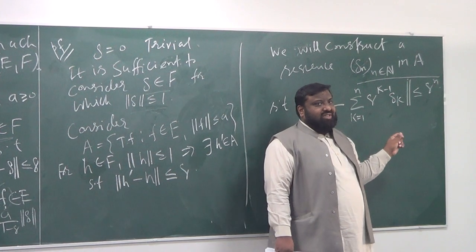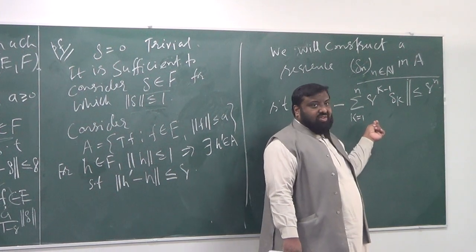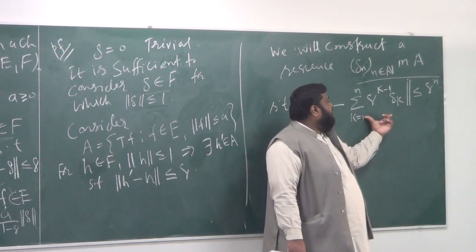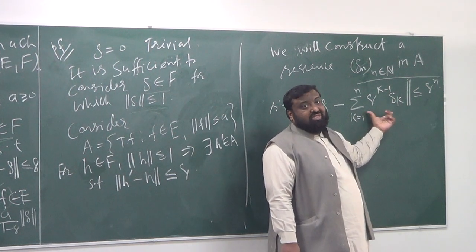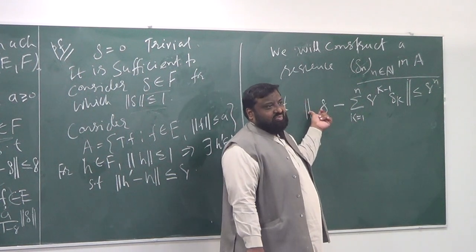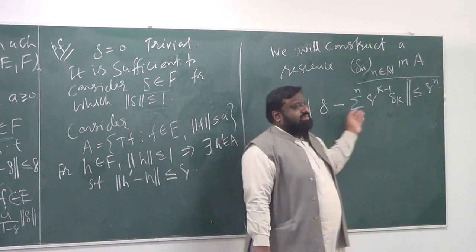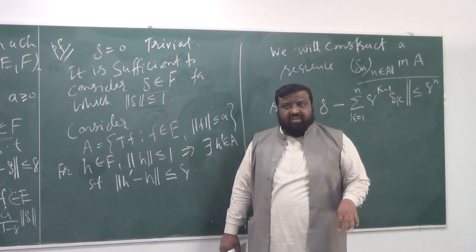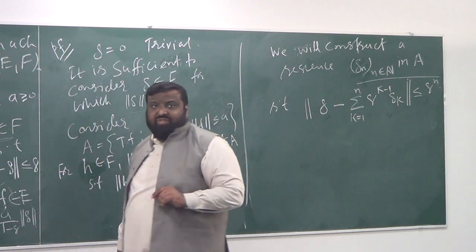And just think about what happens if I take the limit as n goes to infinity. This partial sum is going to become a series, and it's going to approximate your G. That error q raised to n will go to 0 as n goes to infinity. So it's a pretty clever thing.